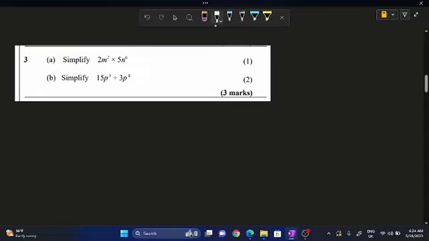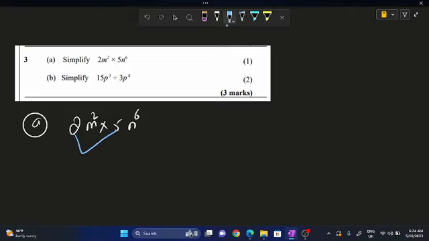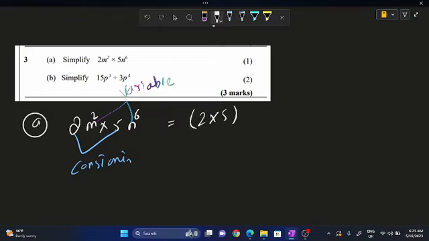Question number 3. A part suggests 2m square times 5 n raised to the power 6. So you know that 2 and 5 are constants, and m and n are variables. So constant will be multiplied by constant and variable will be multiplied by variable. So 2 times 5 is the product of constants, and m square times n raised to the power 6 is the product of variables.